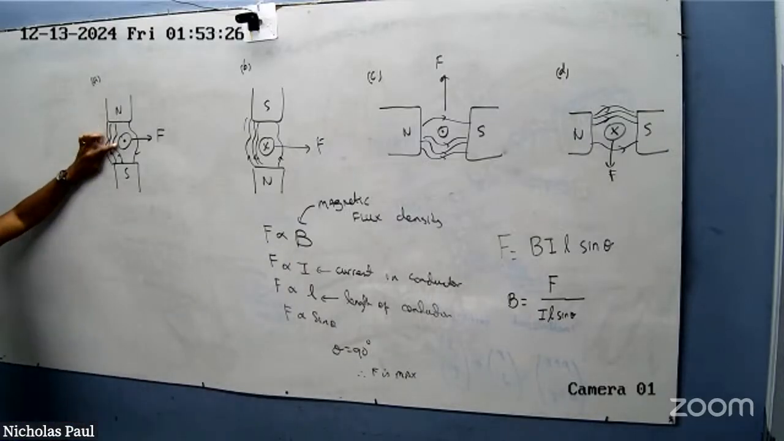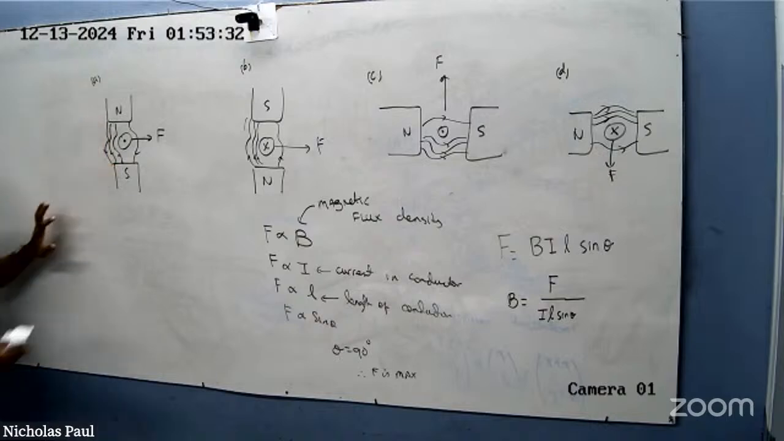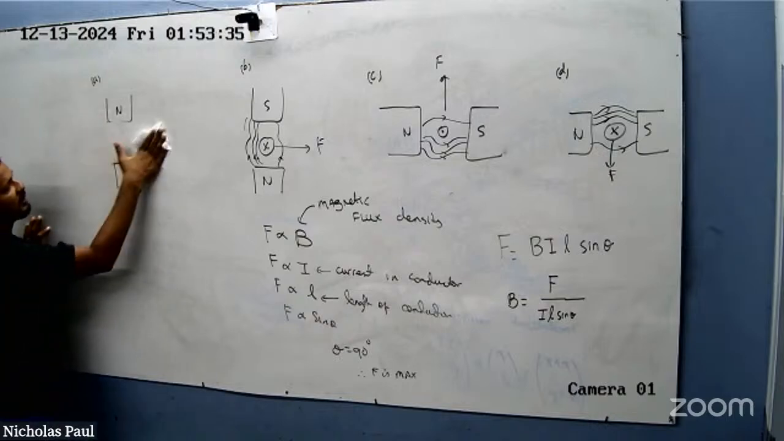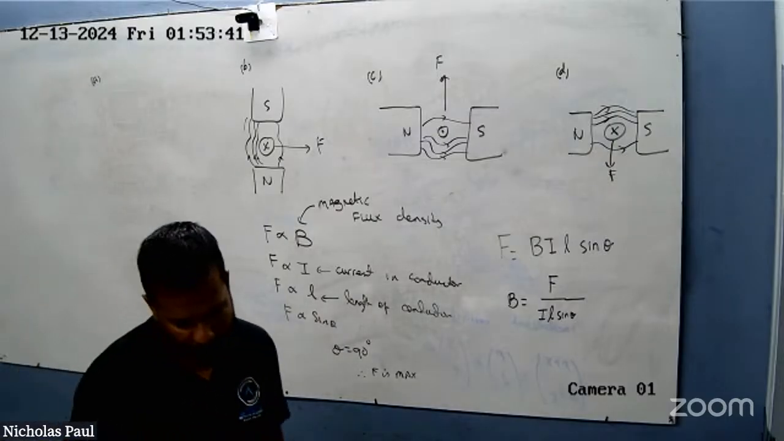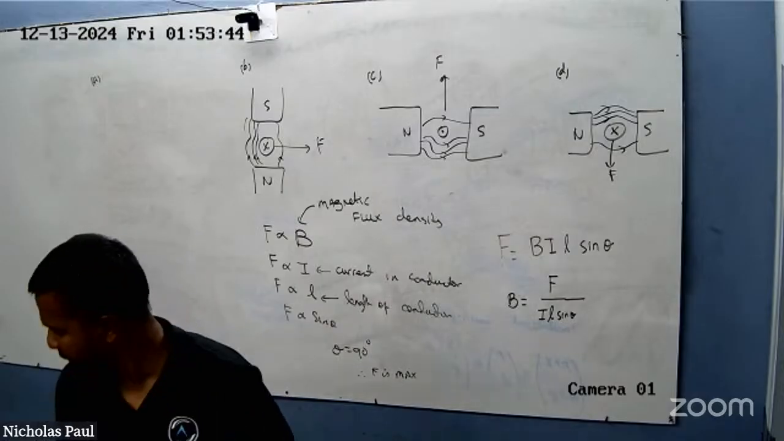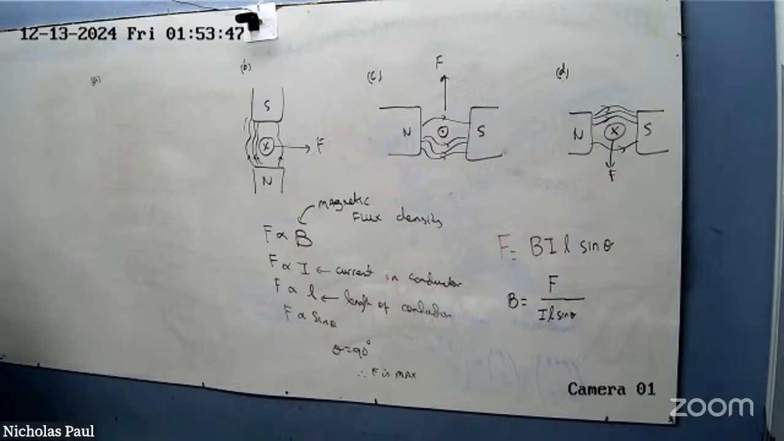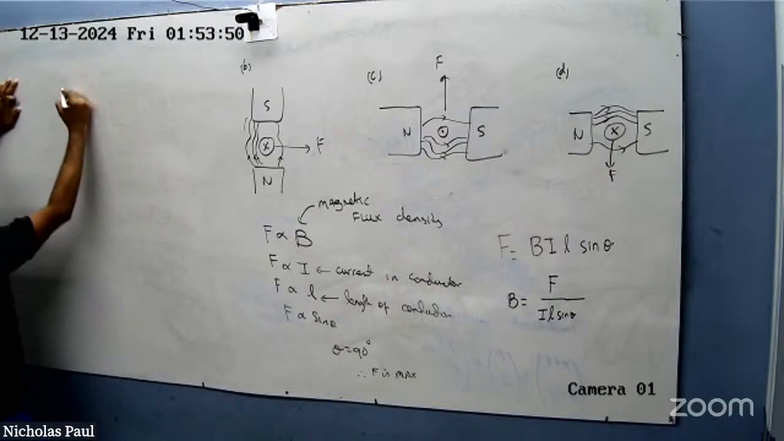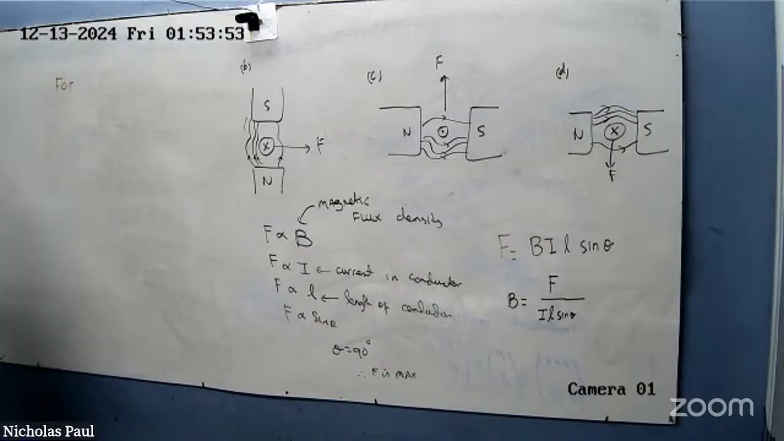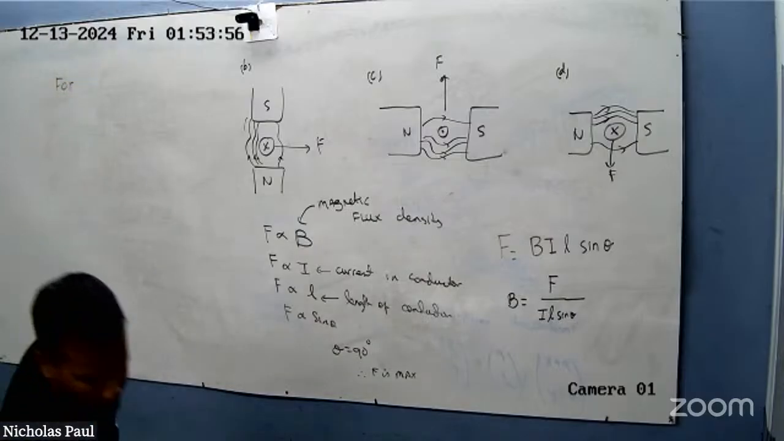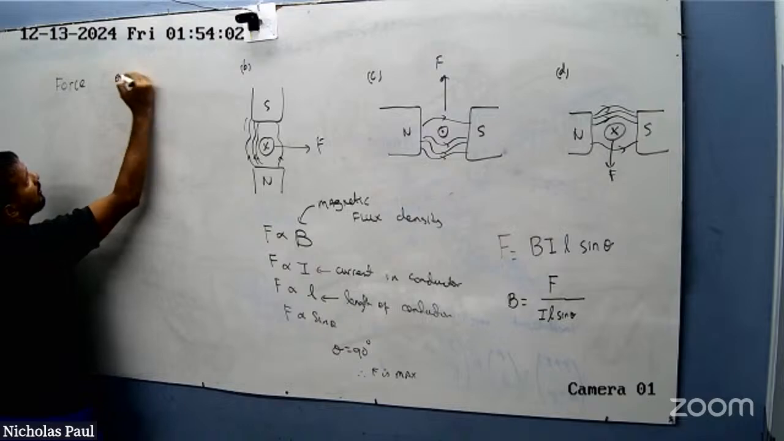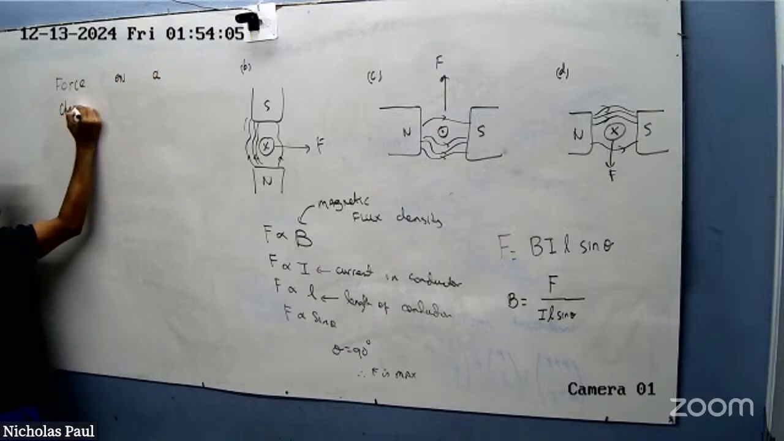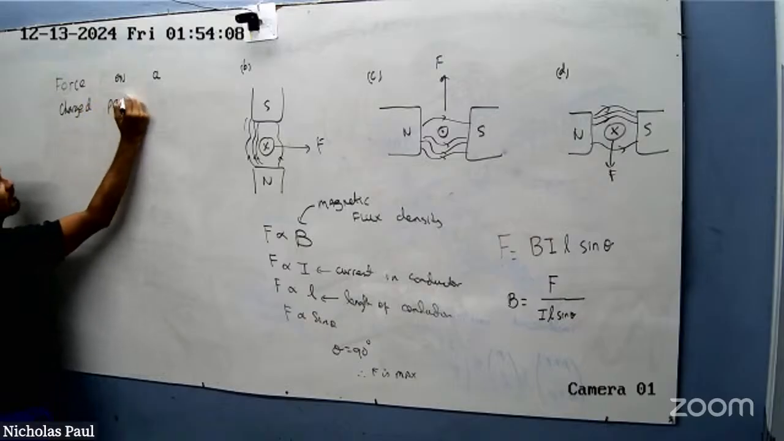If I were to place a conductor in a magnetic field and experience a force, correct? But what would happen if I have a little bit different? If I were to place a charged particle in between there, what do you all think will happen? So I'm taking a look at a force on a charged particle in a magnetic field.